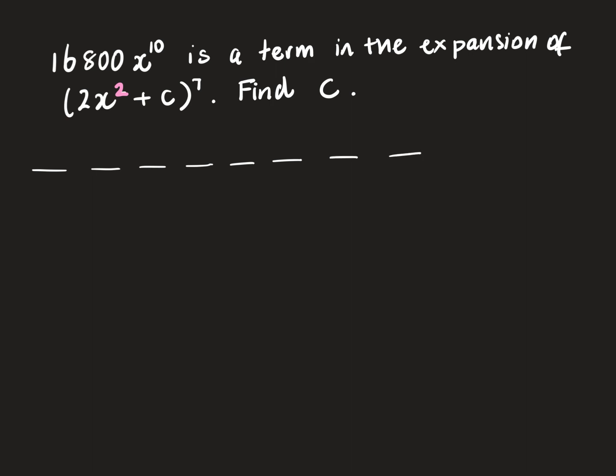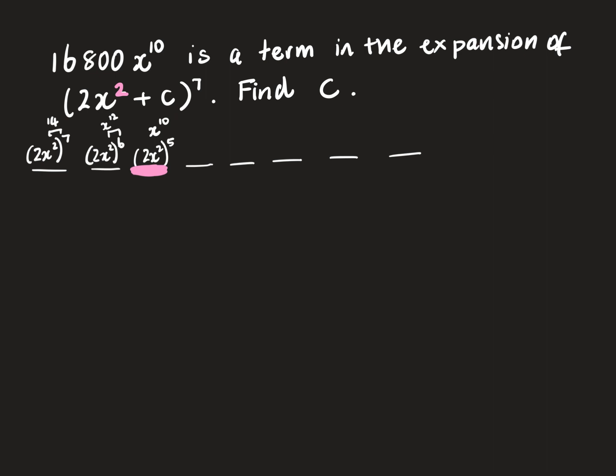Okay, and which term am I after? Well, this one here is going to be 2x squared to the power of 7. So that is actually going to be the x to the 14 term. This one here is going to be 2x squared to the power of 6, which is going to be the x to the power of 12 term. This one here is going to be 2x squared all to the power of 5, which is the x to the power of 10 term. So this one here is the one we want.